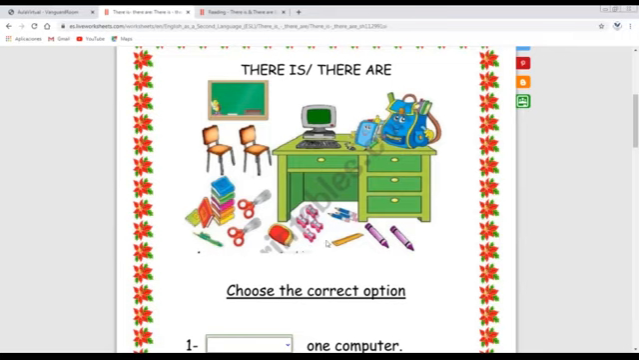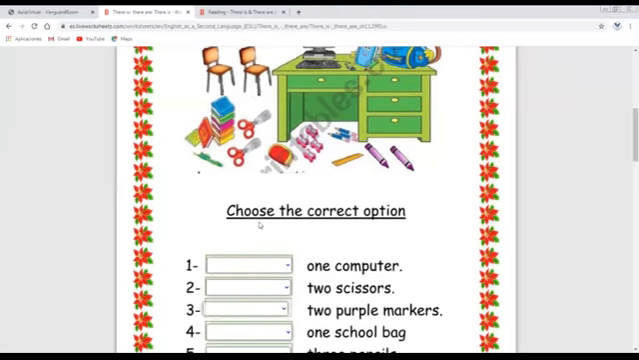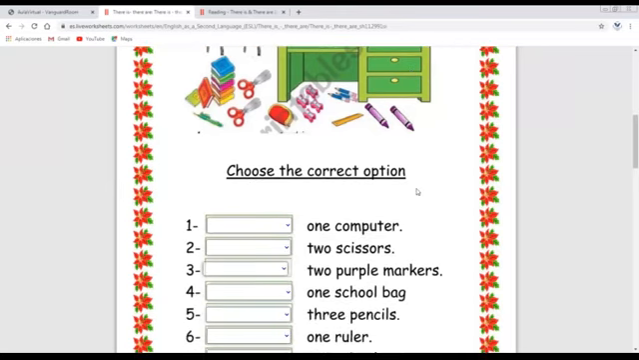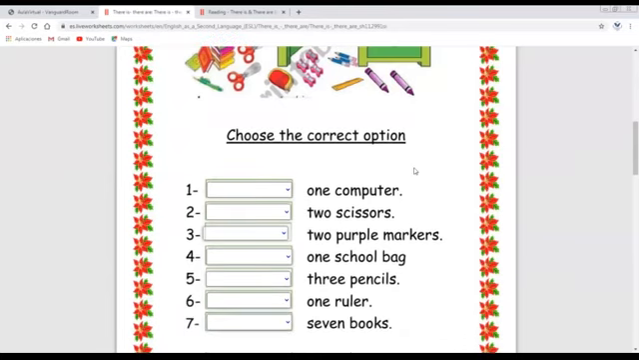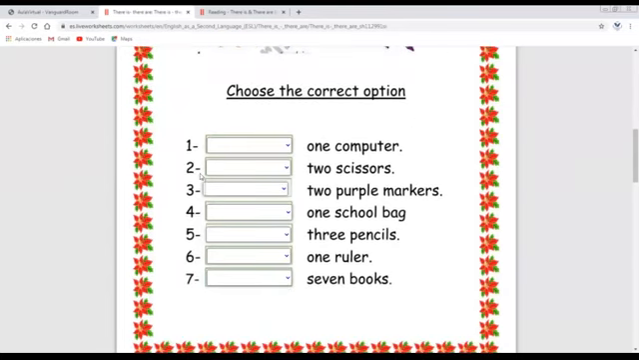pencils, a ruler, crayons, a computer, a notebook, a school bag or backpack. Okay, so now you have to choose the correct option. Choose the correct option. For example, in number 1, 1 computer. Number 2, 2 scissors.